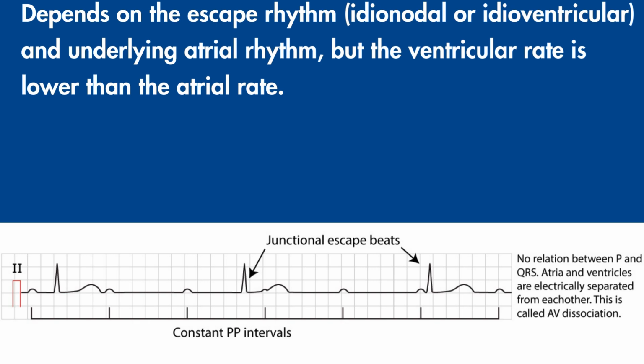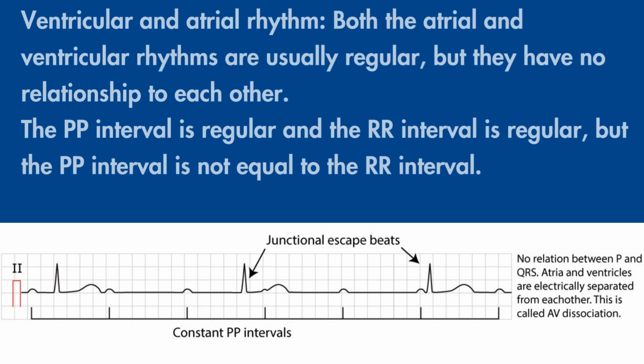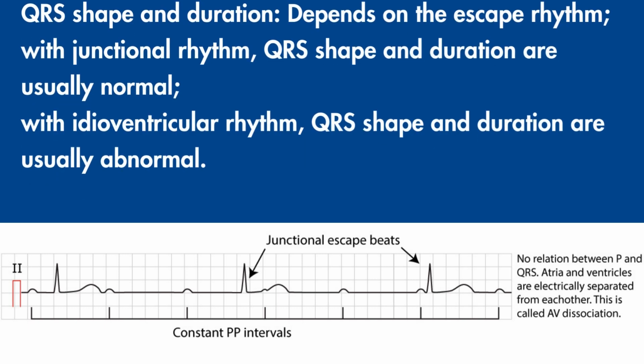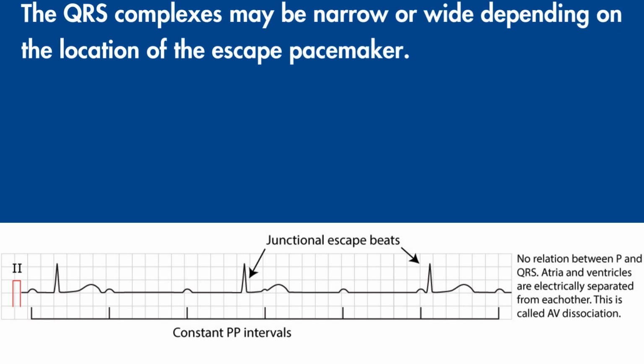The ventricular rate is lower than the atrial rate. Both the atrial and ventricular rhythms are usually regular, but they have no relationship to each other. The PP interval is regular and the RR interval is regular, but the PP interval is not equal to the RR interval. QRS shape and duration depends on the escape rhythm. With the junctional rhythm, QRS shape and duration are usually normal. With idioventricular rhythm, QRS shape and duration are usually abnormal. The QRS complexes may be narrow or wide depending on the location of the escape pacemaker.